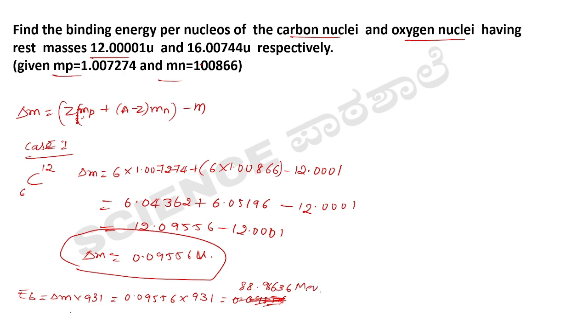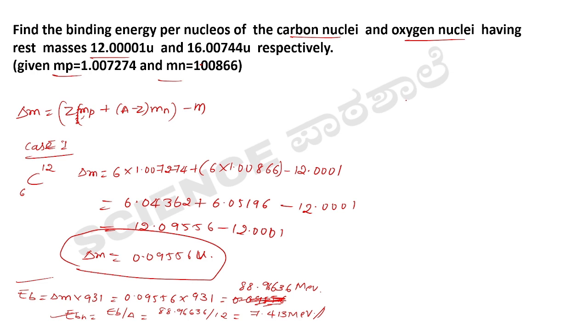Okay. Now we calculate the specific binding energy, EBN is equal to EB divided by A. EB is 88.9636 divided by A, meaning 12. So you will get 7.413 mega electron volt. This is the specific binding energy of carbon. This is the binding energy of carbon. This is case 1. Now the same thing for oxygen.